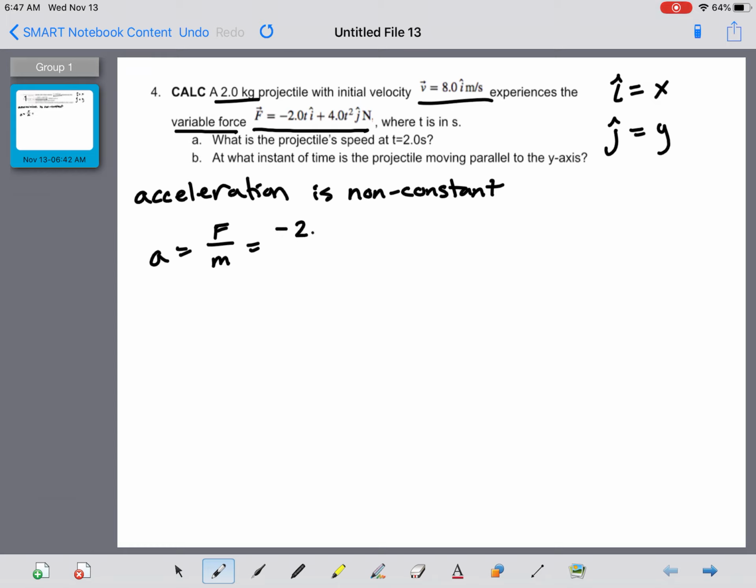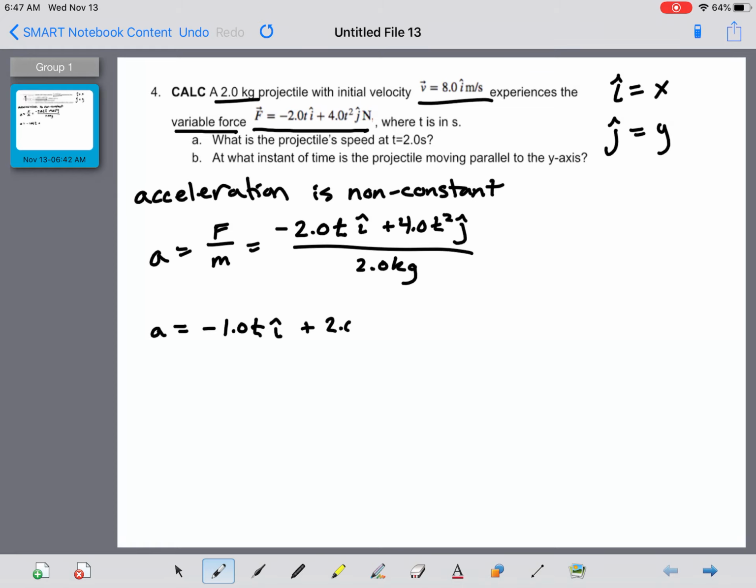This becomes negative 2.0 t in the i hat plus 4.0 t squared in the j hat, divided by 2.0 kilograms. So what I get is that my acceleration is equal to negative 1.0 t i hat plus 2.0 t squared j hat. If you want to rewrite this in each direction, that's fine. Acceleration in the x is negative 1.0 t, and acceleration in the y is 2.0 t squared. Whichever one of those is easier for you to see.